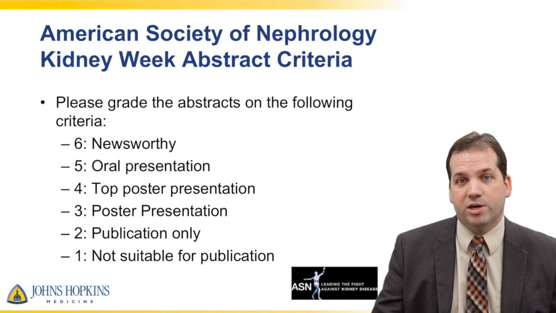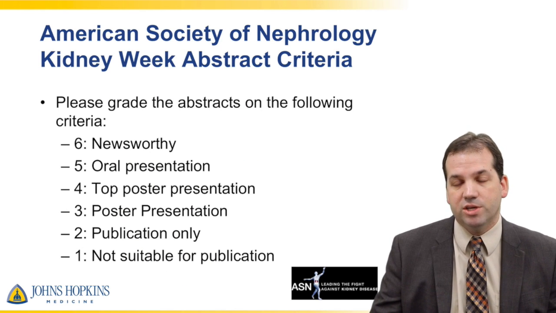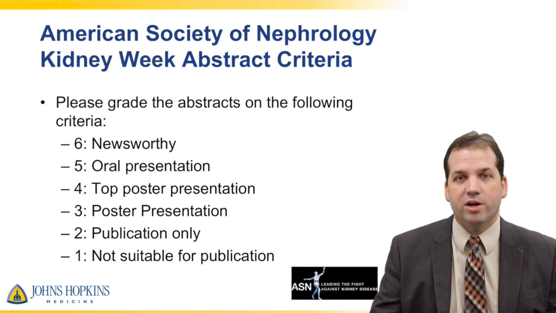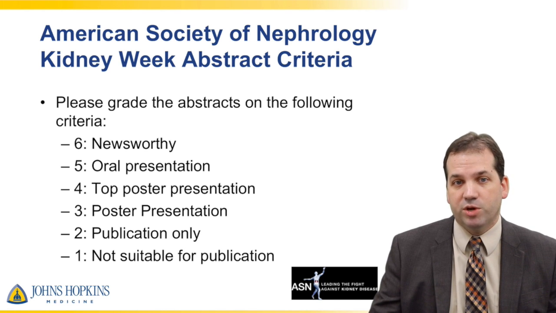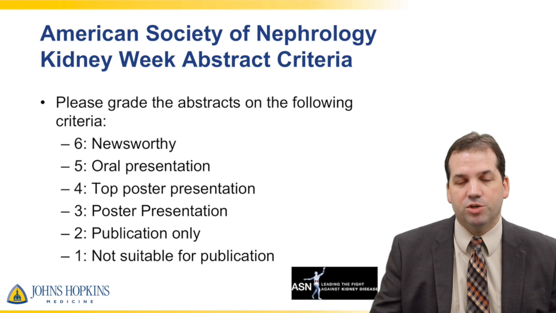A different type of abstract scoring is with the American Society of Nephrology, and this is just one demonstration. I've served as an abstract committee member as well as an abstract chair of this committee. And they grade their abstracts more on a holistic basis. So on a scale of 1 to 6, 6 being the highest, 1 being the lowest, 6 will be the reviewers think it's potentially newsworthy. 5 will be the reviewers think it's an oral presentation. 4 would be a top poster presentation. 3 would just be a poster presentation. 2 would be publication only, and then 1 would be not suitable for publication.